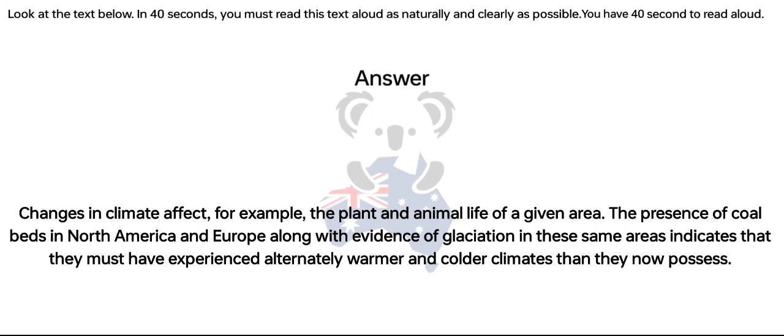Changes in climate affect, for example, the plant and animal life of a given area. The presence of coal beds in North America and Europe along with evidence of glaciation in these same areas indicates that they must have experienced alternately warmer and colder climates than they now possess.